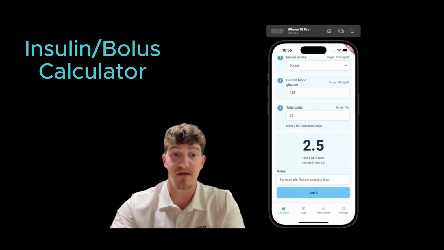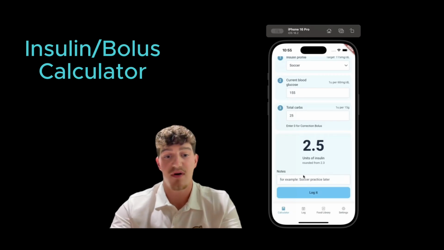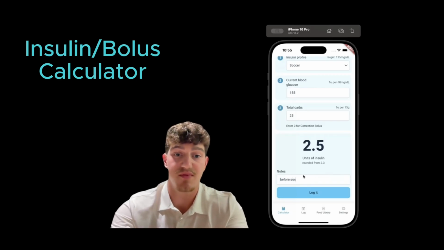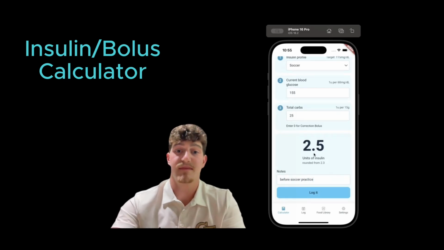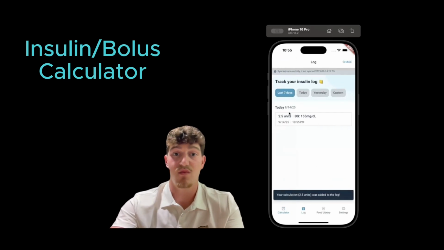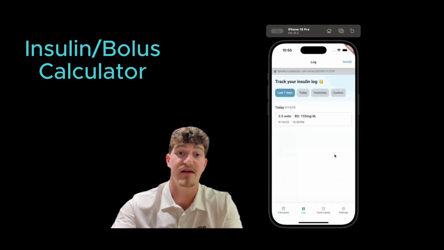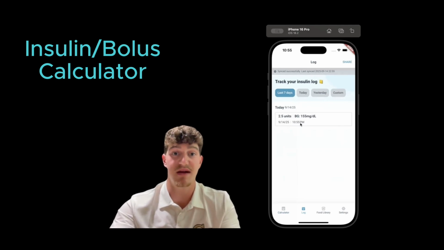So then you can here add any little notes just for yourself later on when you look back at this log. So as an example, I can say this was before soccer practice. And then you can click log it. And now this log it button will put all that data in one log on the next page, the insulin log down here. And you can see this is all the info from that log that I just made.